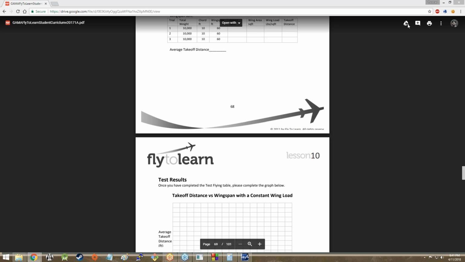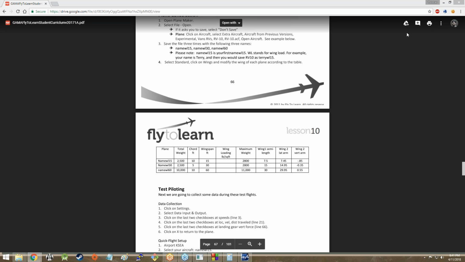And again, don't forget to raise your hand when you're done running the test, just so I know, just in case we ended a little bit early. Also, I'm going to pause the screen on the table so that you guys have the appropriate dimensions for each wing.